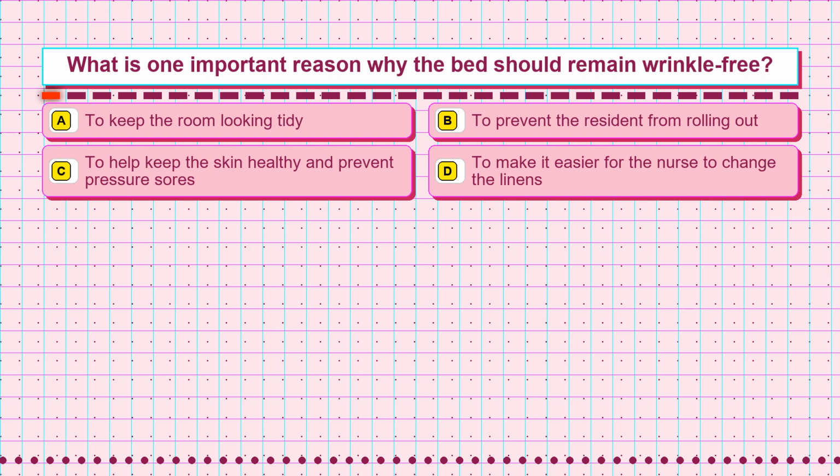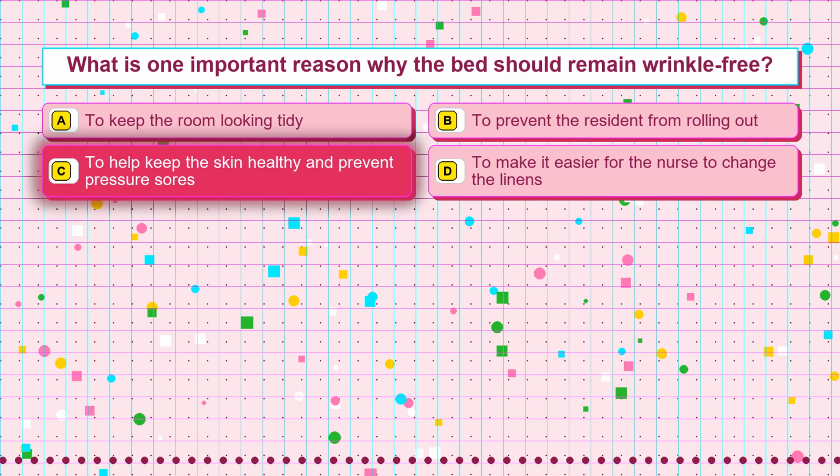Question 89. What is one important reason why the bed should remain wrinkle-free? Option A. To keep the room looking tidy. Option B. To prevent the resident from rolling out. Option C. To help keep the skin healthy and prevent pressure sores. Option D. To make it easier for the nurse to change the linens.